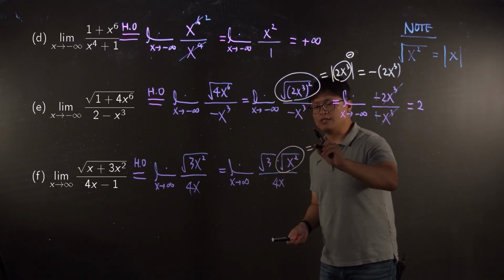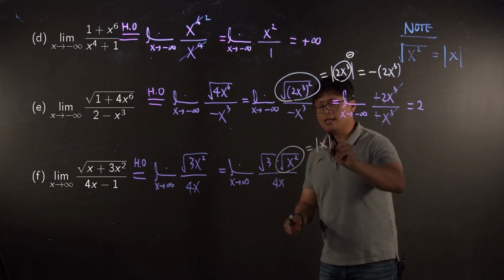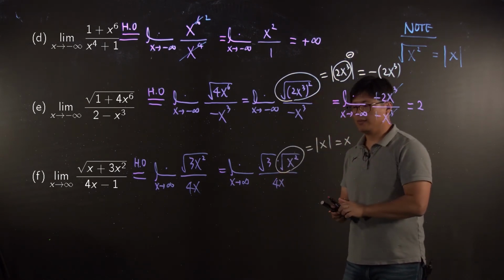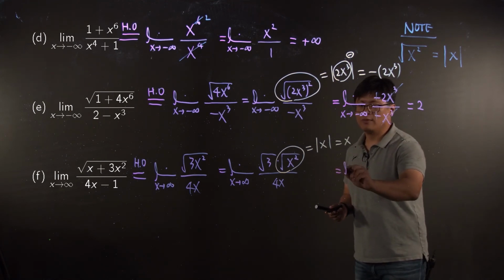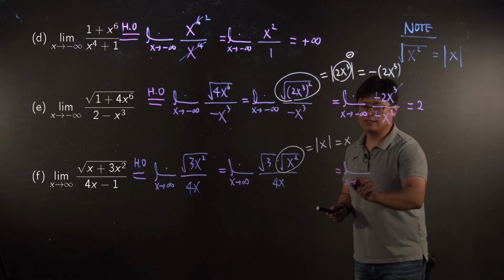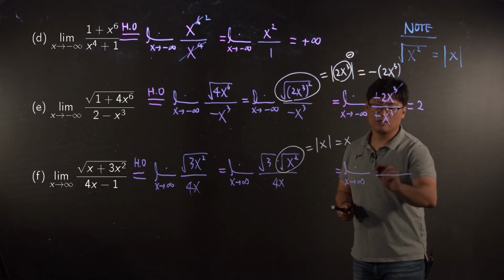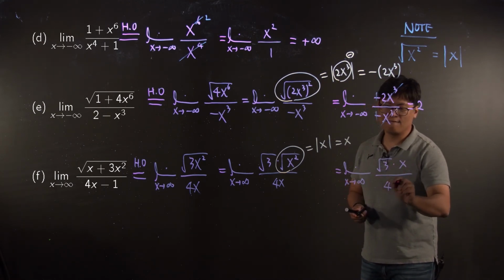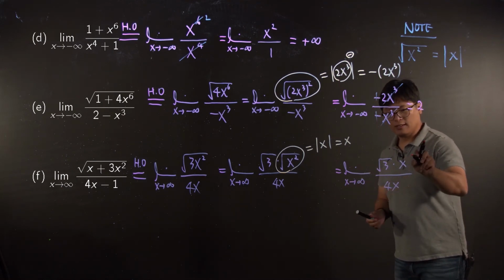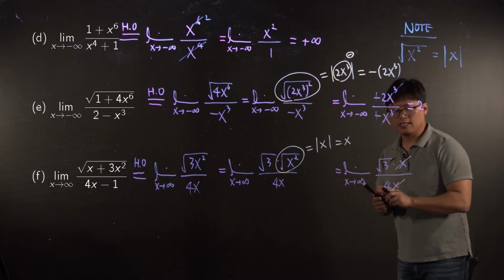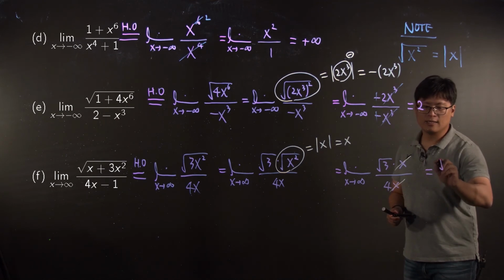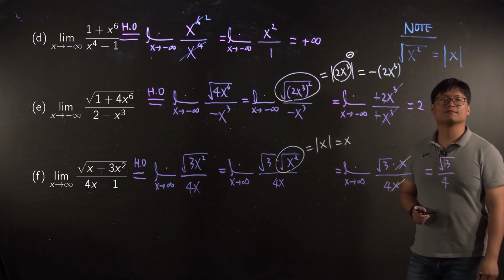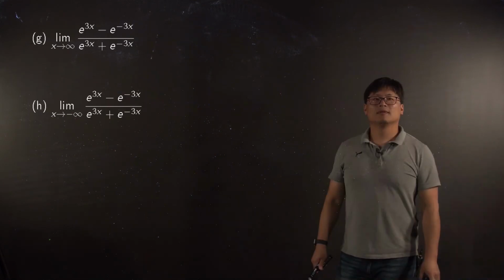We're gonna take care of this guy. As I told you, this is the absolute value of x, okay? Since x is positive, simply x, right? So that is equal to limit x goes to infinity of square root of 3 times x over 4x. Cancel these guys. Then the answer is square root of 3 over 4.